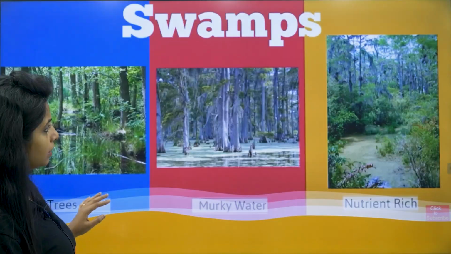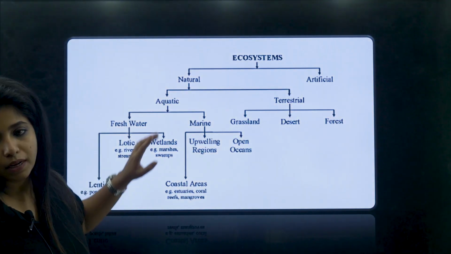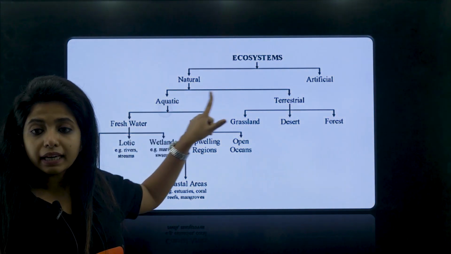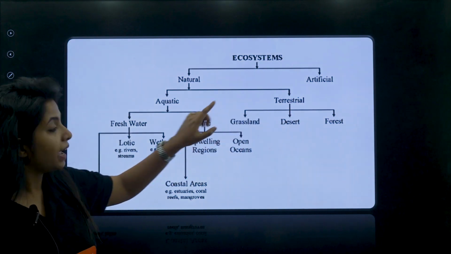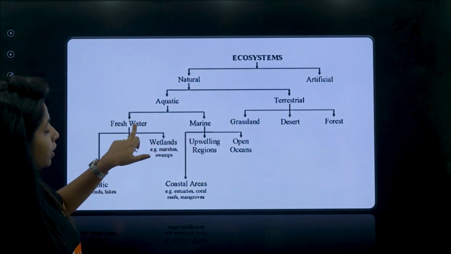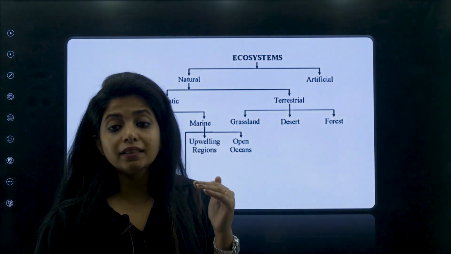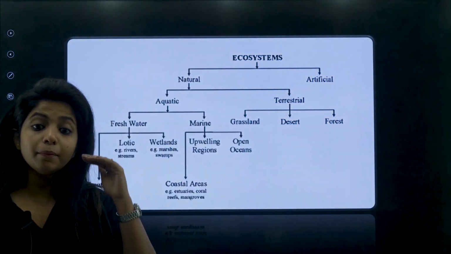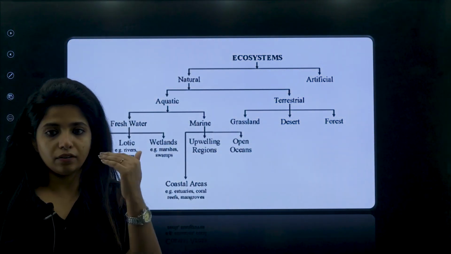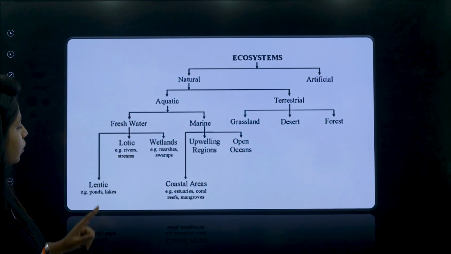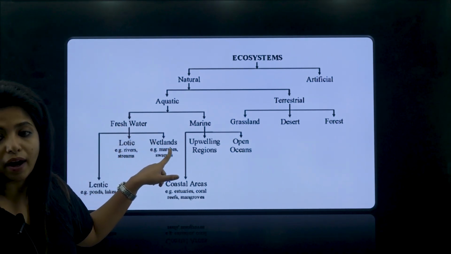Now, there's a brief about natural ecosystem. In natural, you can divide again into aquatic and what? Terrestrial, my dear children. Aquatic means water. So there is freshwater ecosystem and there is what? Marine water. Freshwater means the salinity, the level of salt, will be less, and marine means the level of salt will be really more. Now over here in freshwater also you have lentic, you have lotic and you have wetlands.